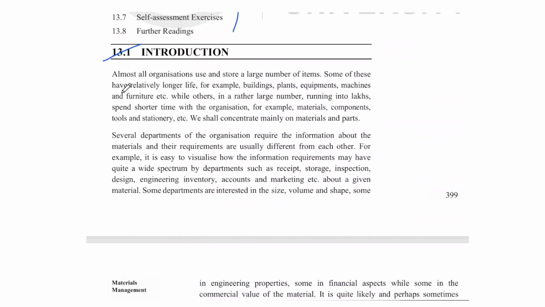So almost all organizations use and store a large number of items. Some of these have a relatively longer life, for example building, plant, equipment, machine and furniture etc., while others, rather large in number running into lakhs, spend shorter time with the organization: material, components, tools and stationery etc. We shall concentrate mainly on material and parts.